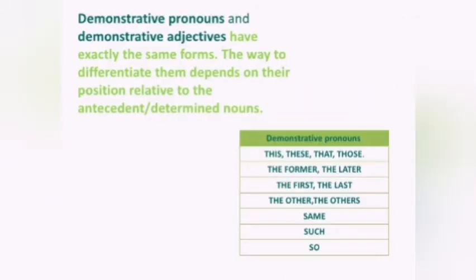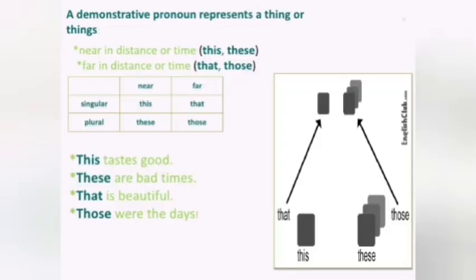These are going to be demonstrative pronouns. Demonstrative pronouns and demonstrative adjectives have exactly the same forms. The way to differentiate them depends on their position relative to the antecedent. Demonstrative pronouns: these, singular; these, plural. That, singular; those, plural. The former, the latter. The first, the last. The other, same, such, so. These are all examples of demonstrative adjectives.